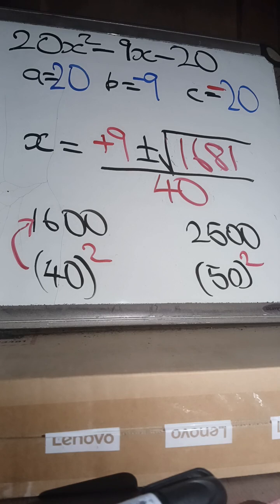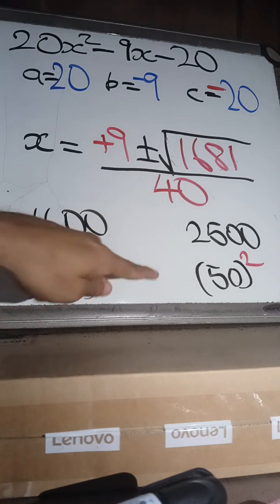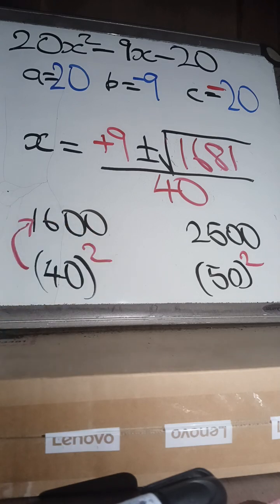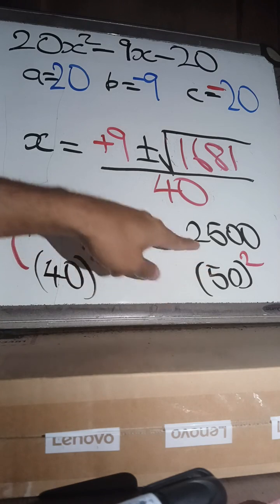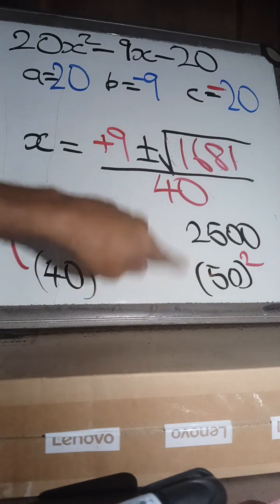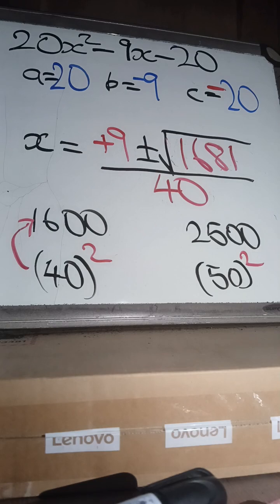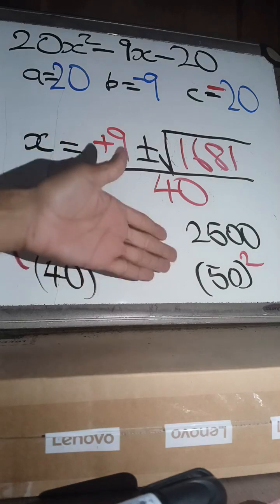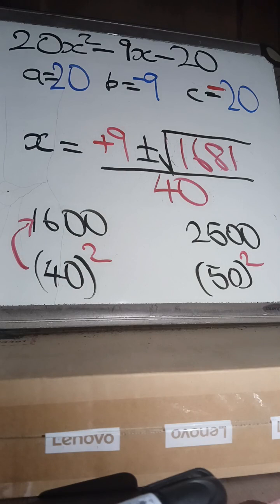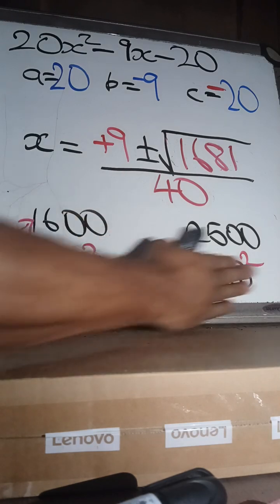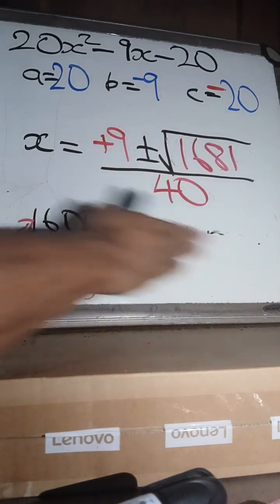So therefore, because it ends with a 1, the number must be either 41 times 41 or 49 times 49. But guess what? 49 times 49 would be a lot closer to this number. So it wouldn't make sense for us to even use 49, because the number will be too big. But let us say we're never sure, right? Fine. We can trick the system.